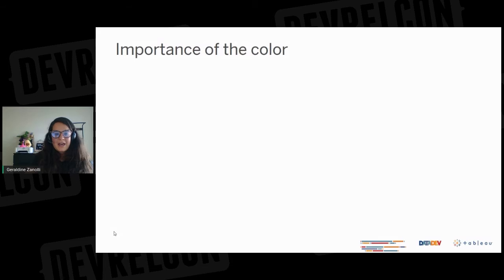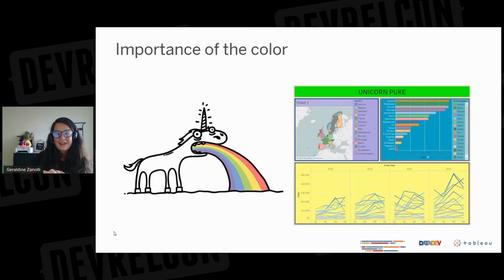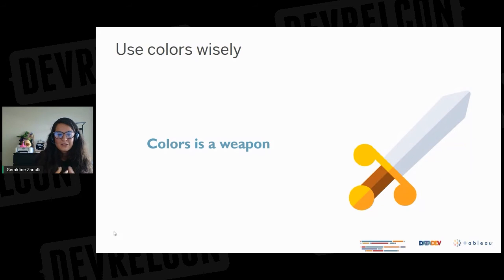Color is important, and you might start with a unicorn puke because you are getting really into it. You have all these colors because you have so much information that you want to share, and you end up with a lot of colors on your dashboards, and it looks like a rainbow. And there's no message across. You have a lot of data and the person looking at your dashboard will be like, oh, that's too much for my eyes. I need to stop. So use color wisely as a weapon.